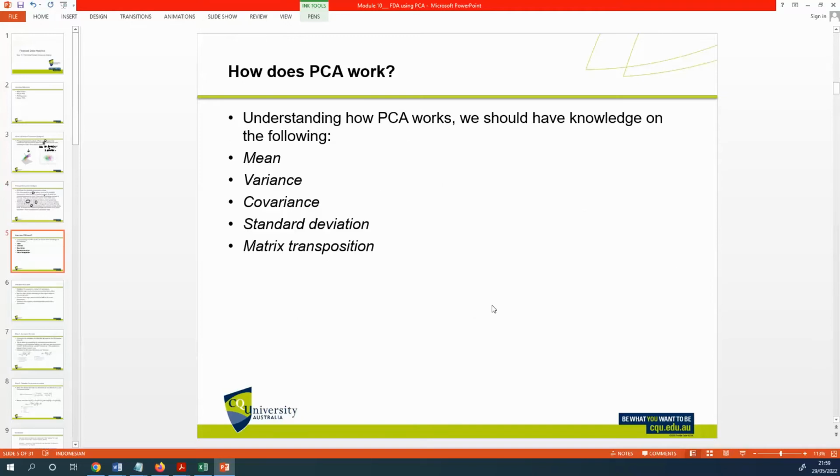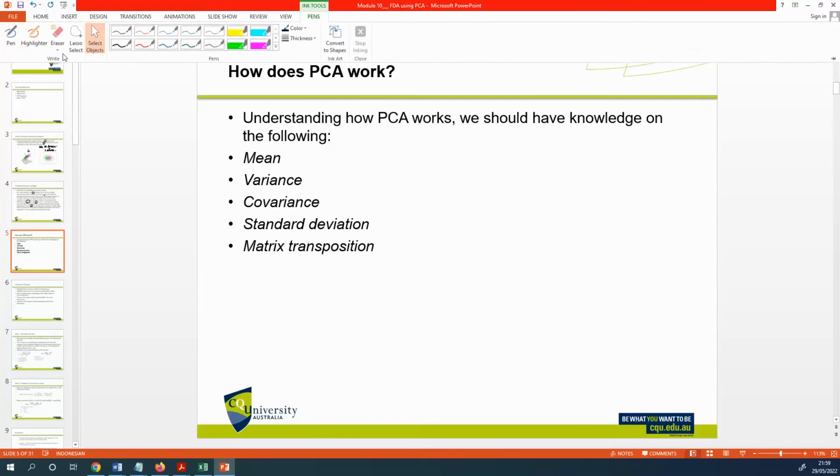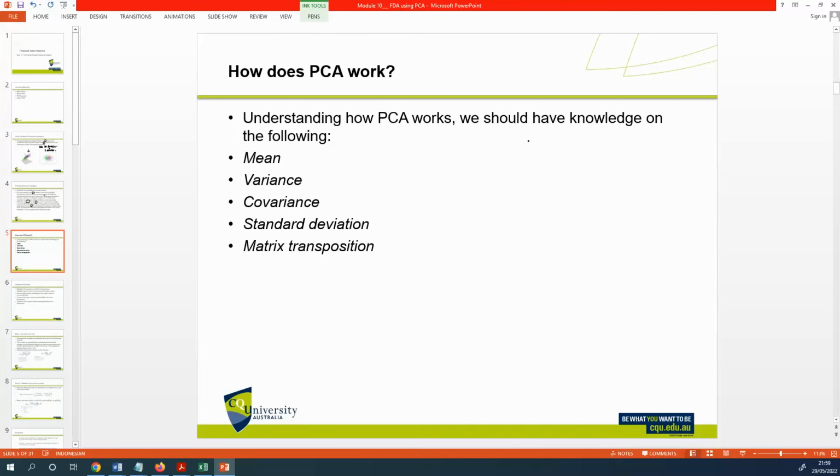So how does PCA work? In understanding how PCA works, we should have knowledge of the following. We need to understand the means, variance, covariance, standard deviation, matrix transposition, toward the eigenvalues and the eigenvector.